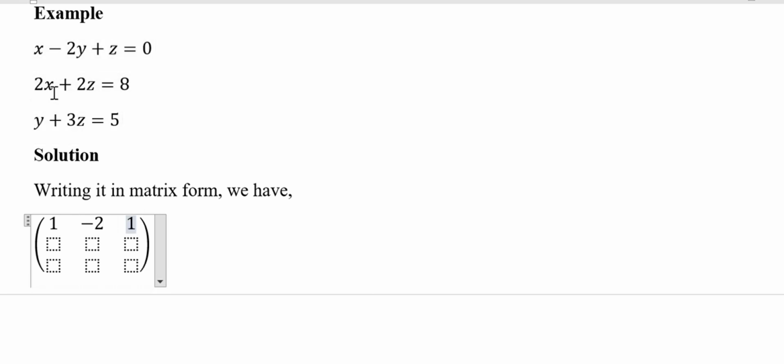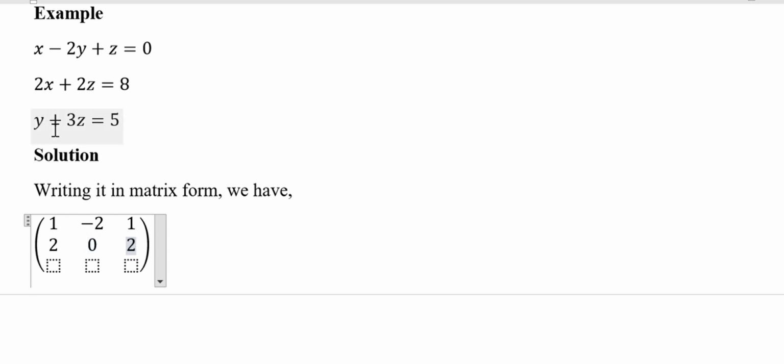In the second simultaneous equation, the coefficient of x is 2. We write 2 here, below where we had written the other coefficient for x. Then you realize we don't have y here. So that means where we were supposed to write the coefficient of y, we write 0 because it's absent. And then the coefficient of z here is +2, write 2 here.